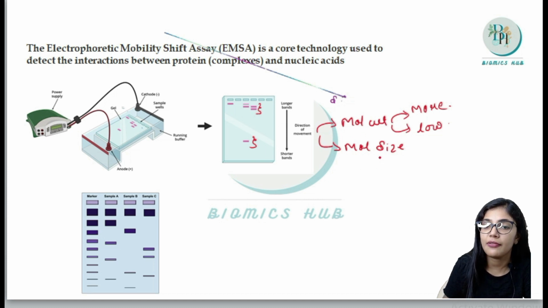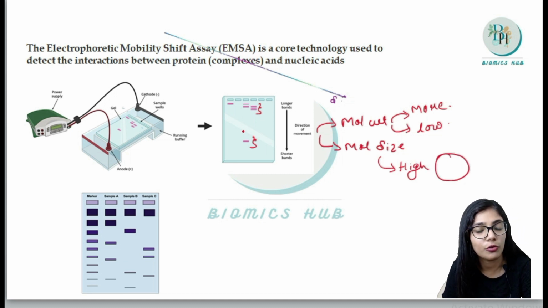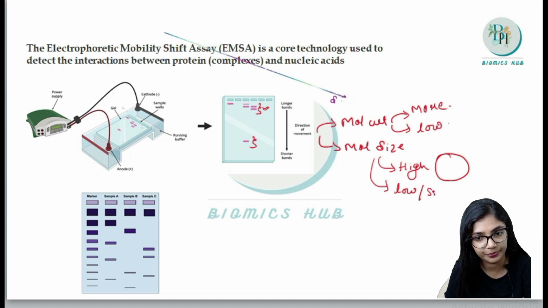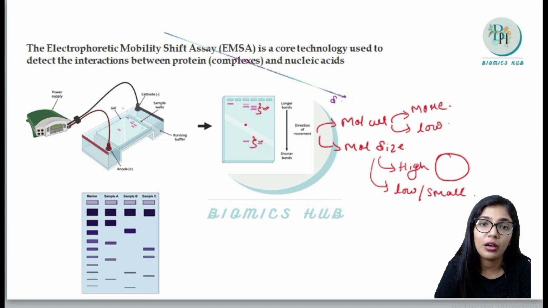In a similar way, if the molecular size is high or large, then it cannot move through the gel easily, so we get the band near the well. And if the molecular size is low or small, in that case we get a band at the bottom, away from the well. In this way, EMSA can be performed for the detection of the binding of protein and DNA.